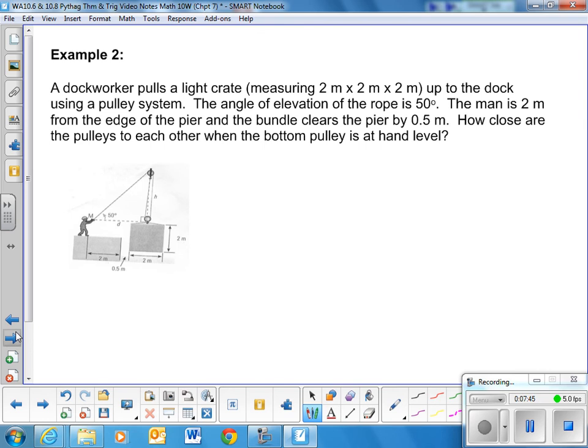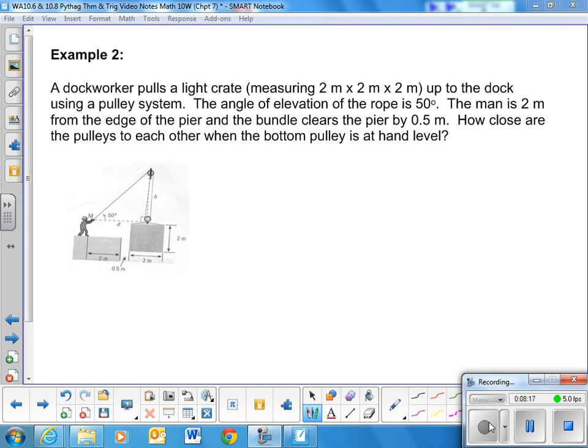Our last example, a dock worker pulls a light crate measuring 2 meters by 2 meters by 2 meters up to the dock using a pulley system. The angle of elevation of the rope is 50 degrees. The man is 2 meters from the edge of the pier, and the bundle clears the pier by 0.5 meters. How close are the pulleys to each other when the bottom pulley is at hand level?